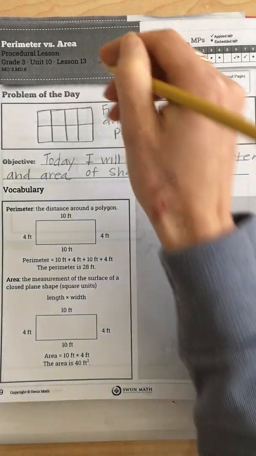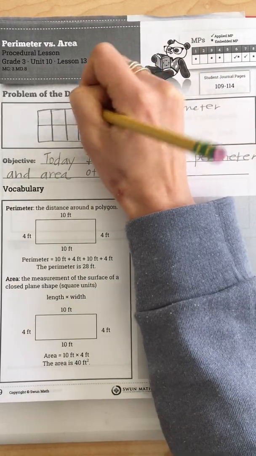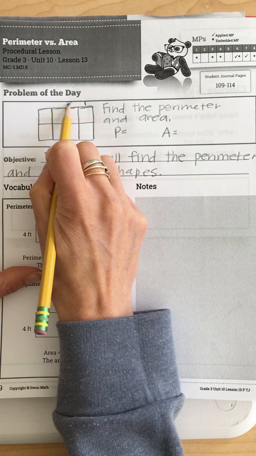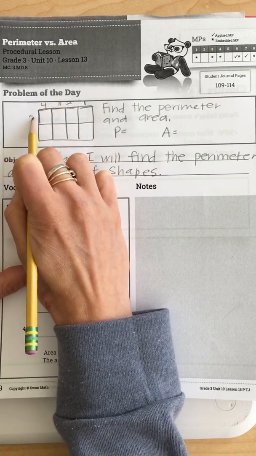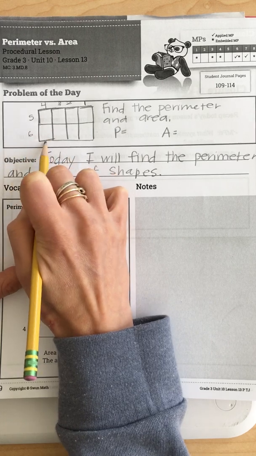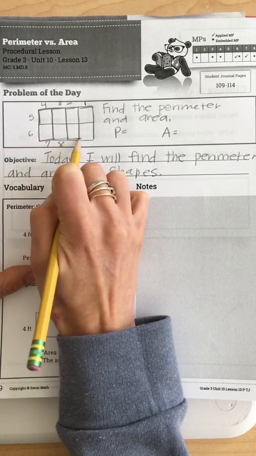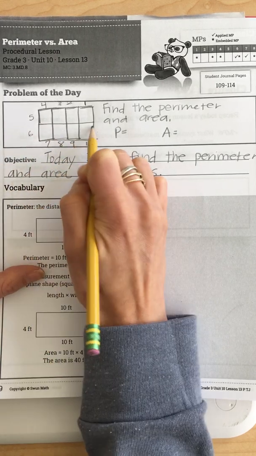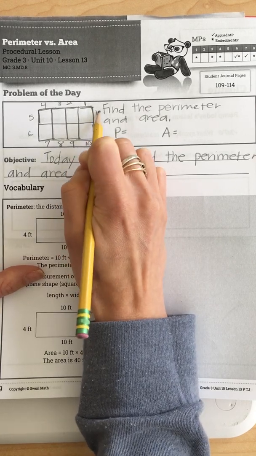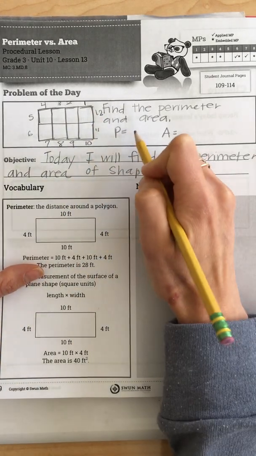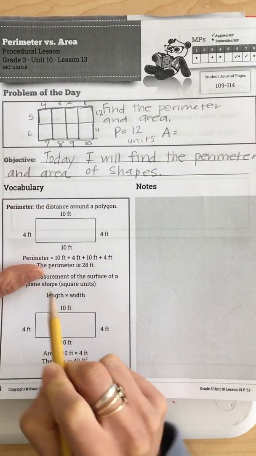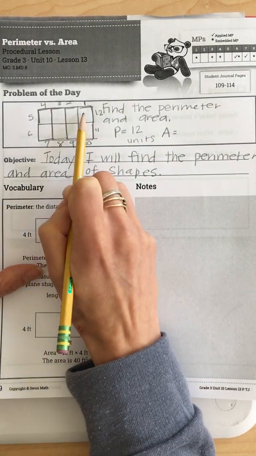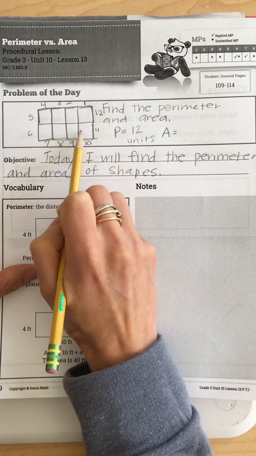Let's see. 1, 2, 3, 4, 5, 6, 7, 8, 9, 10, 11, 12. Okay, so my perimeter is 12 units. Very different than if I were to count on the inside. 1, 2, 3, 4, 5, 6, 7, 8.